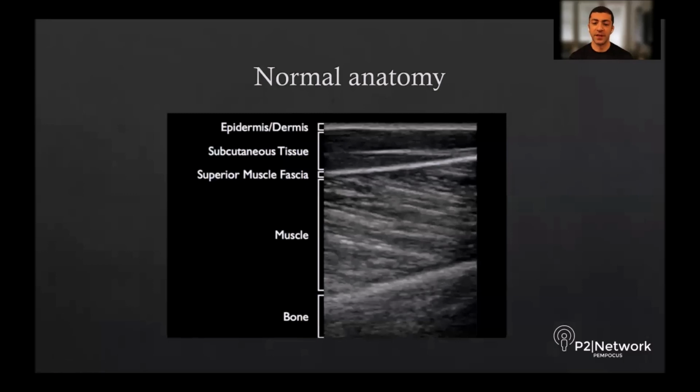Another example of normal anatomy here. At the top, we have the skin, which is made up of the dermis and epidermis. We have subcutaneous tissue and the fascia here. We can clearly see the muscle fibers in this still image. And then finally, this hyperechoic line represents the bone, and we typically don't see anything behind bony structures.